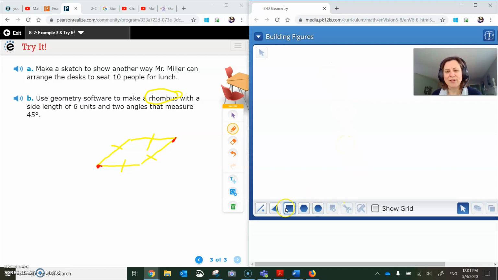So down here, I'm going to go to quadrilaterals. I'm going to choose rhombus, and I'm going to put it somewhere on my screen. And then this arrow allows you to sort of move it around a little bit. So we have to make 2 of the angles 45. So let's choose angle D and B to be the ones that are 45. So the way we're going to do this is to measure angle D.